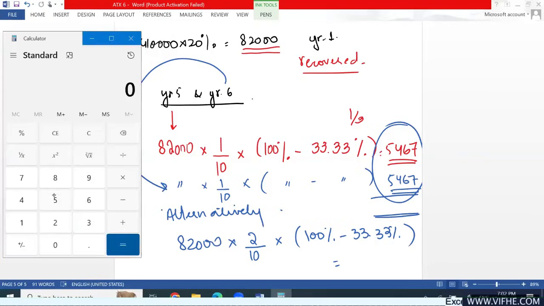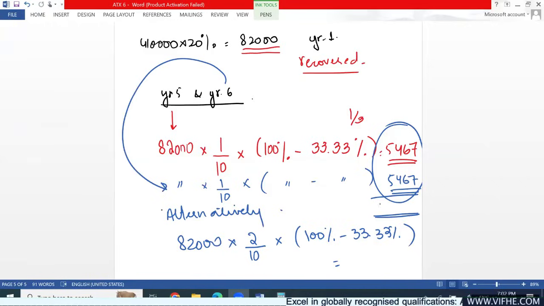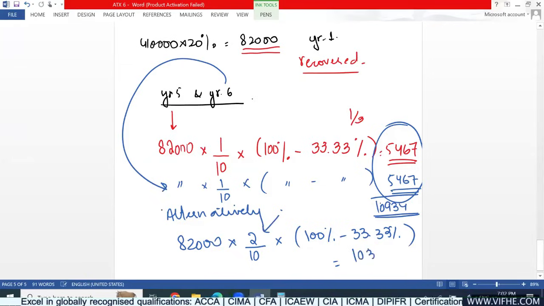This is 5467 plus 5467, that's 10,934. And if you are just going to do it quickly by taking 2 in the numerator, because it is the same situation for both of the years 5 and 6, you will instantly get this amount. So either you can write that 5467 each for year 5 as well as for year 6 is payable to HMRC, or you would say that altogether for year 5 and 6, 10,934 pounds are going to be payable.